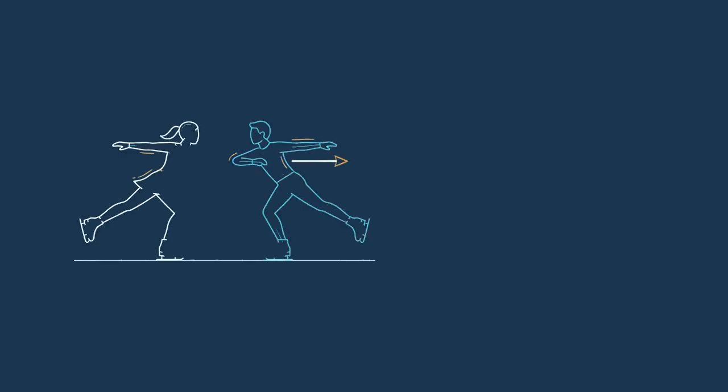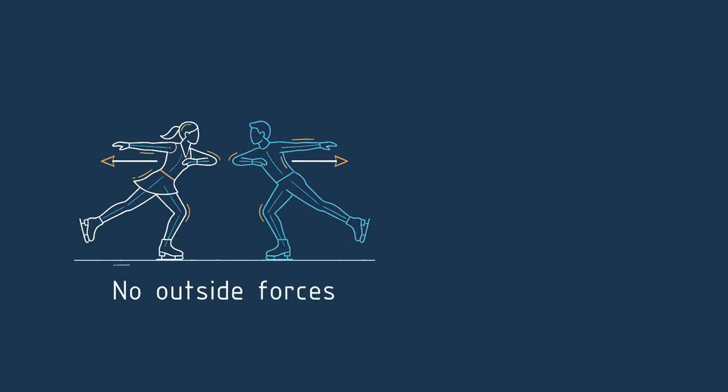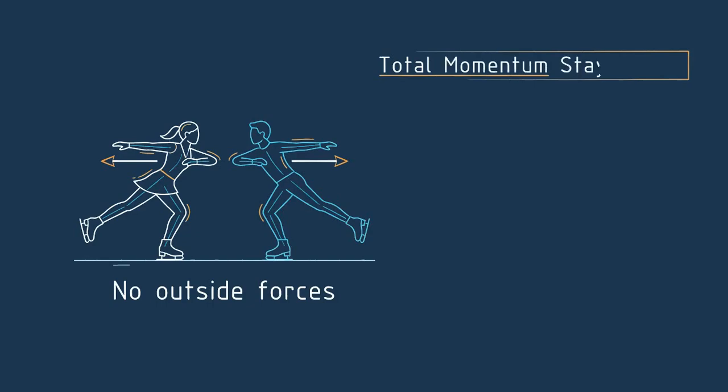Imagine two ice skaters at rest who push off each other. One glides left, the other glides right. No engines, no ropes, no mystery force from outside, yet motion appears. What stays fixed is not velocity or energy, but total momentum.